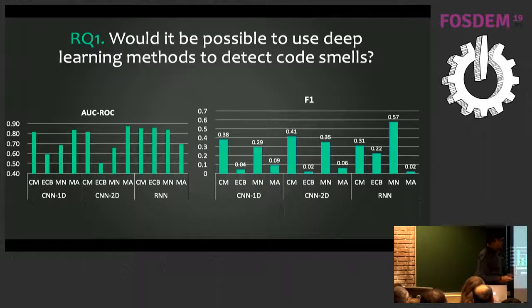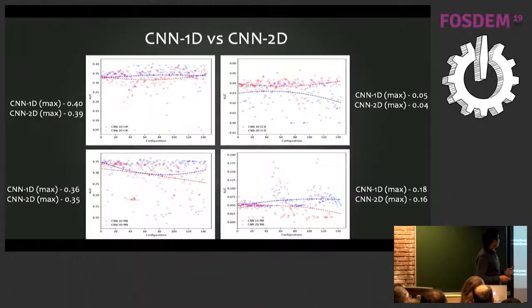So this is the first result, and we go into a little more detail on whether CNN or RNN is doing better in our case. If you look at the maximum F1, there is hardly any difference. Even if we plot all the cases, we cannot say decisively whether CNN is better in our case or CNN 2D is better.